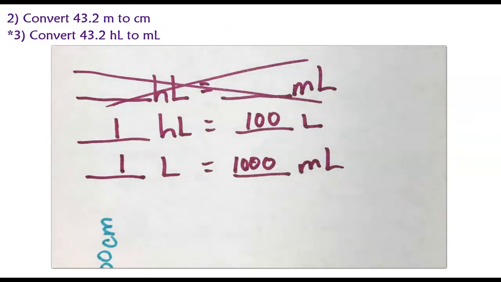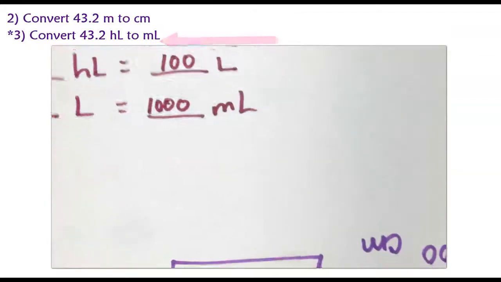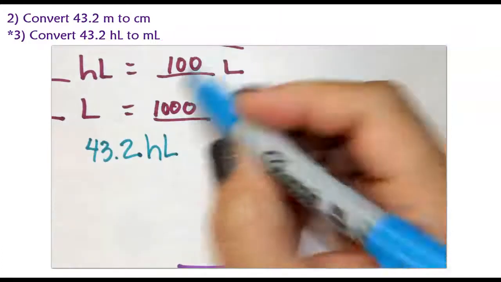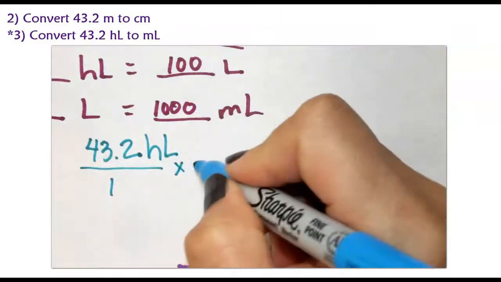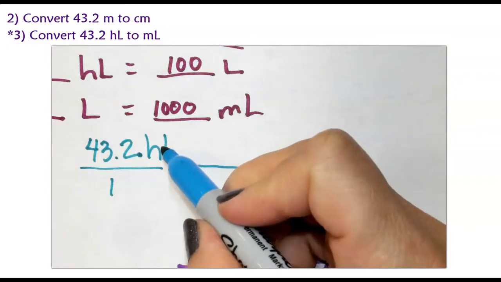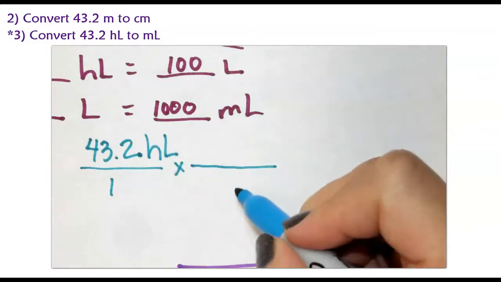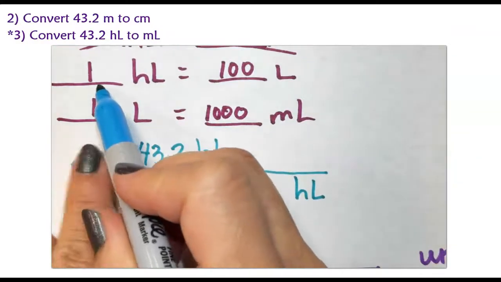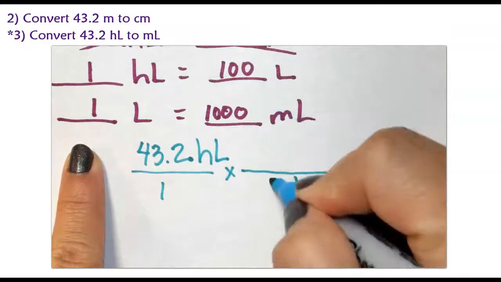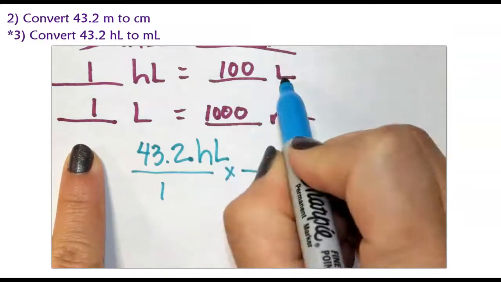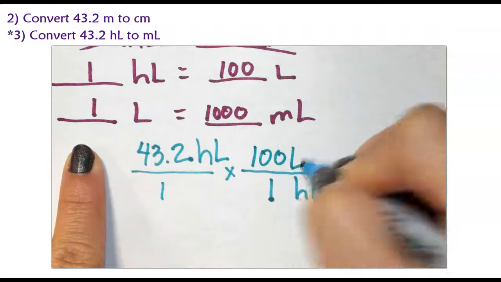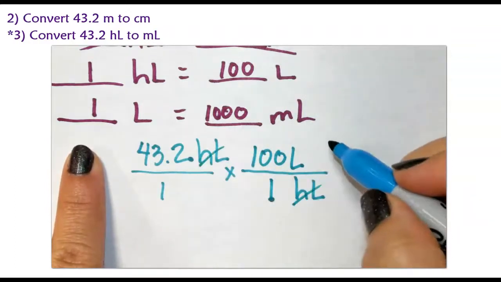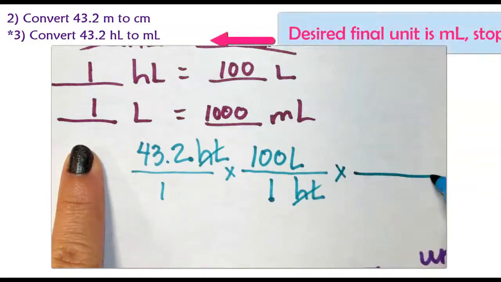So these are my 2 conversion factors that I'm going to use, and this is going to be a 2-step problem. So now I want to convert my 43.2 hectoliters, and I'm going to put it over 1 times, draw a line. I want hectoliter to cancel, so I'm going to put hectoliter at the bottom here. And now I'm going to use a conversion factor, this one right here. 1 hectoliter equals 100 liters. These 2 cancel, and now I'm at liters. Times, draw a line, because I'm not finished.